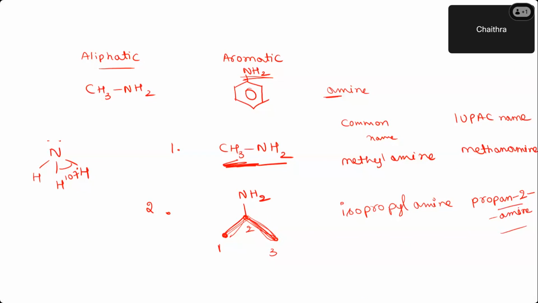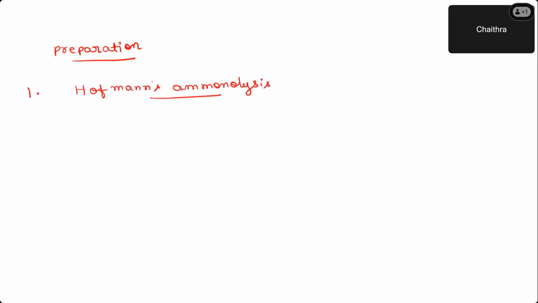Yes. Okay, guys. Now next, you take the preparation of amines. So totally how many methods are there? 6 methods are there in NCERT. So in today's class, we will explain the preparation of amines. Okay. So the first method of preparation, I will consider Hoffman's ammonolysis method. Ammonolysis. Okay, Hoffman's ammonolysis. It is the scientist's name. It's a named reaction basically.